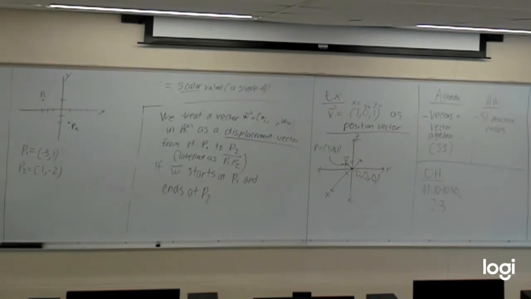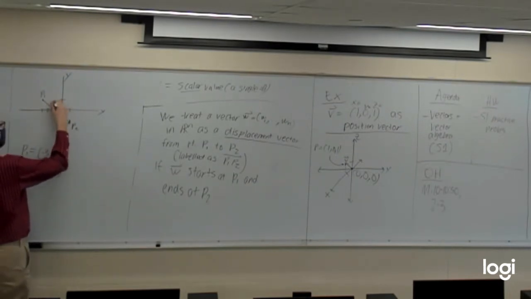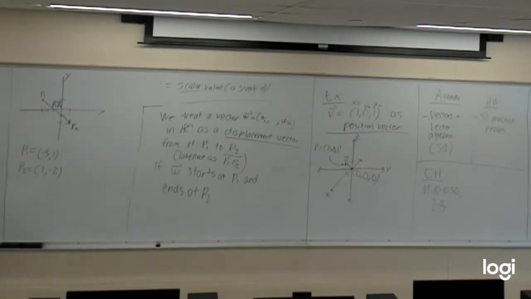The displacement vector that starts at P1 and ends up at P2 is going to look like this. And we can label this as the vector P1P2 with an arrow above it. An arrow that starts at your first point at P1 here and ends at your second point at P2.